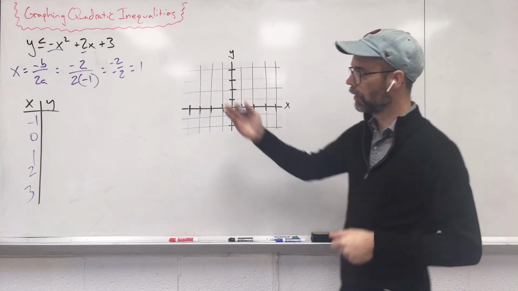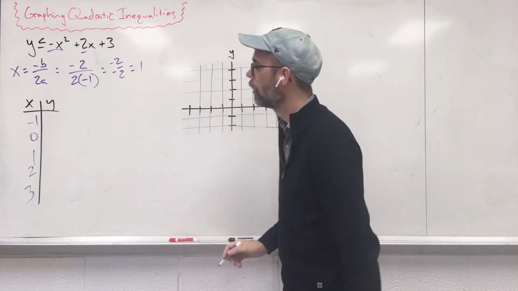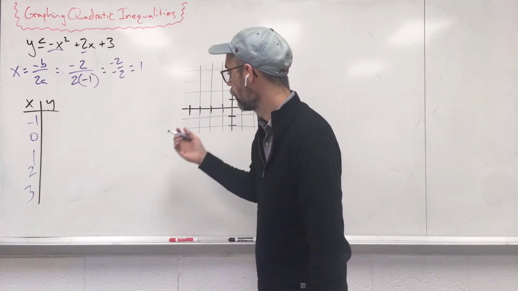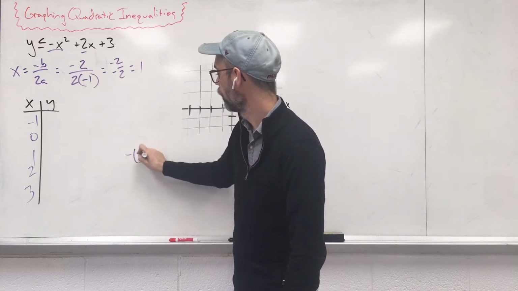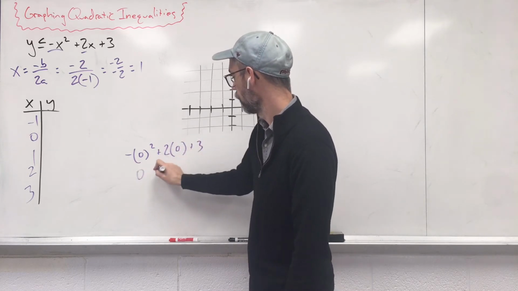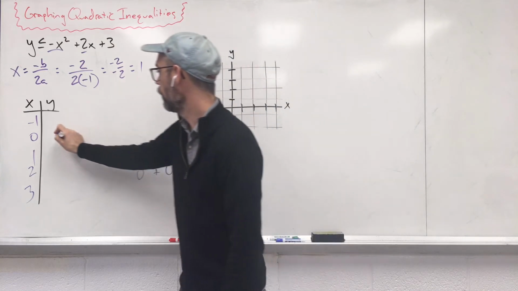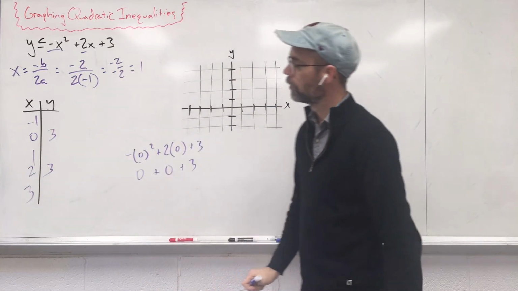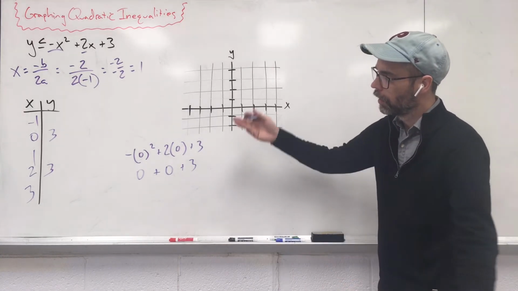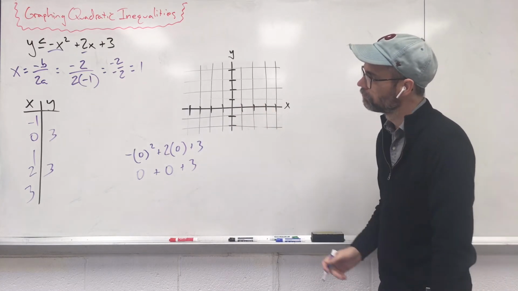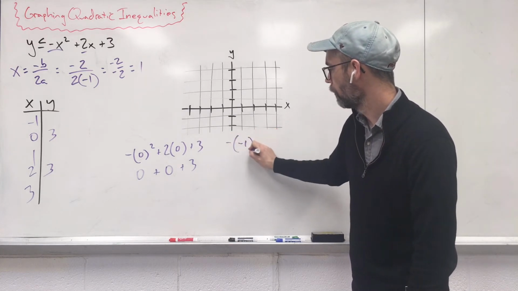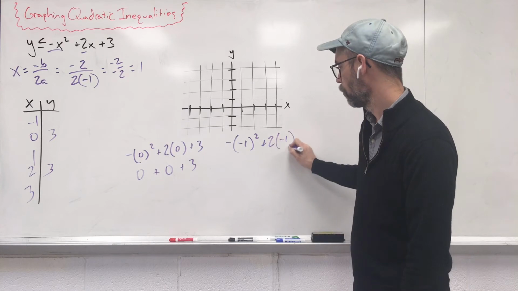All right, let's start filling in the y half of this table. I just want to go with the easy problem first. Let's take 0 and plug it in. So negative 0 squared plus 2 times 0 plus 3, which is 0, 0, 3. Okay, start with the easy one, get that out of the way. Let's do negative 1, and play with our negatives a little bit. So we have negative (negative 1) squared, plus 2 times negative 1, plus 3.